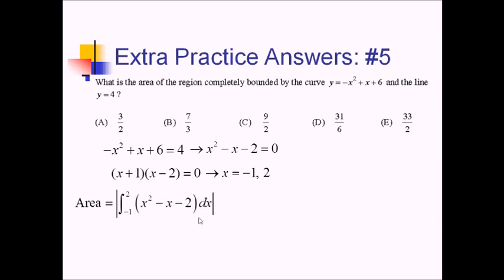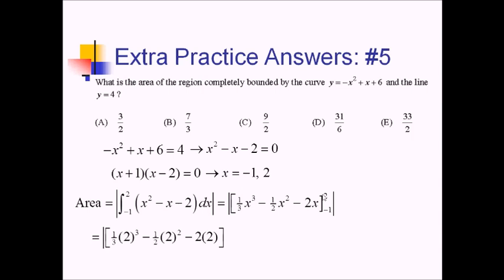All right, going through and taking my antiderivatives now. We've got 1/3 x cubed minus 1/2 x squared minus 2x, evaluated from negative 1 to 2. So that's all of this stuff with 2 plugged in, minus all of this stuff with -1 plugged in. And I got to be honest, if this were a free response problem, I'd be stopping here because you don't need to simplify for those.